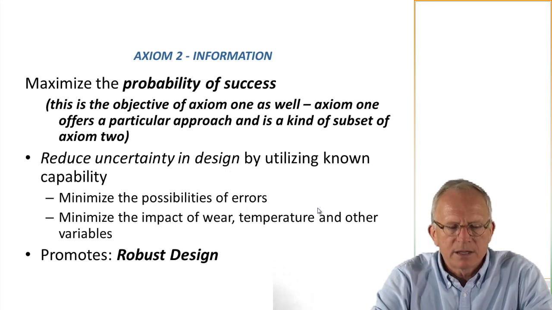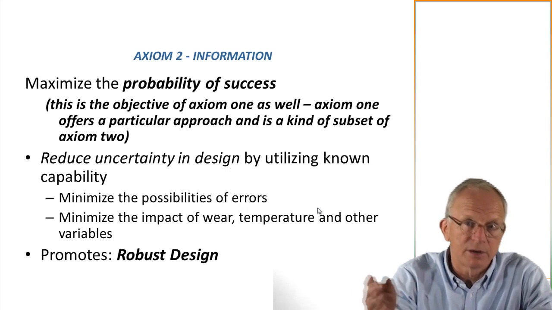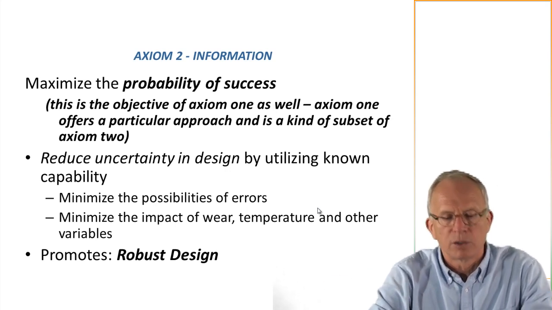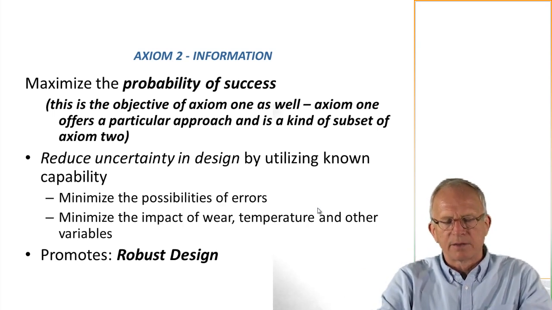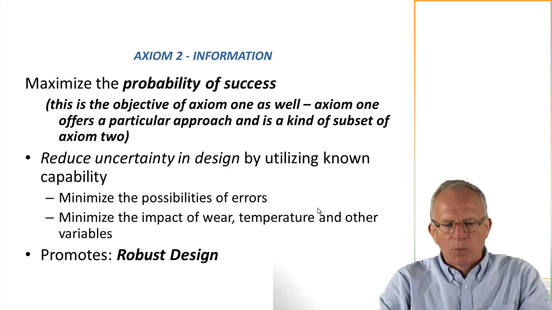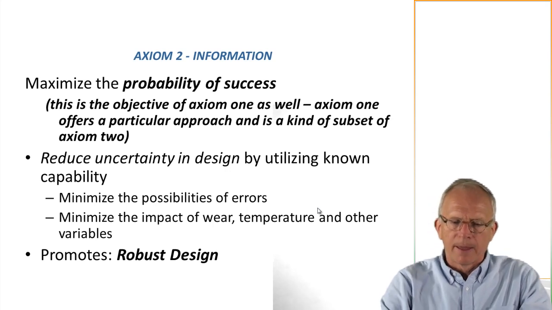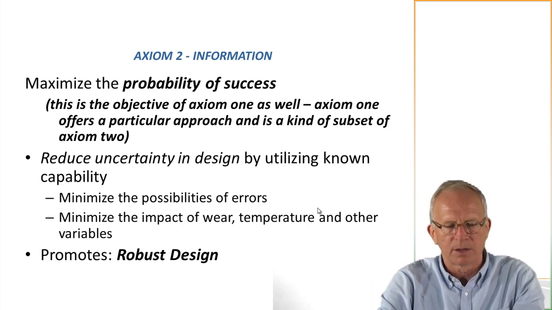In many ways, it's probably easier to think of axiom 2 in terms of just the probability of success. Now, the success here is in fulfilling the functions. So what is the probability? That's what defines success of a design, is that the functions are fulfilled. And that's essentially the objective of axiom 1. So axiom 1 offers a particular approach to a kind of subset of axiom 2, and that's why we look at axiom 2 separately. Axiom 1 is like a particular case of axiom 2, you can think of it that way.